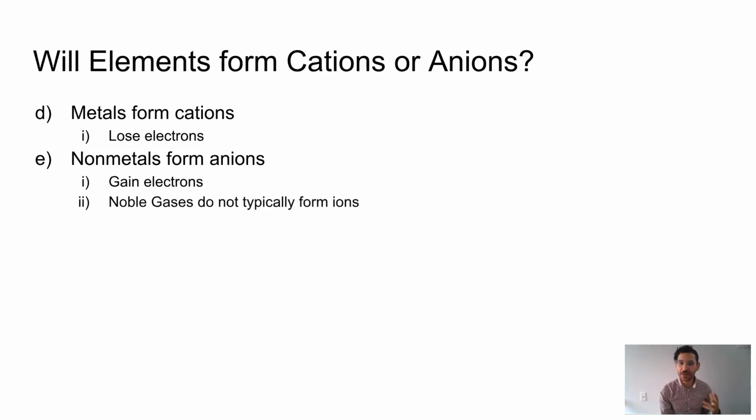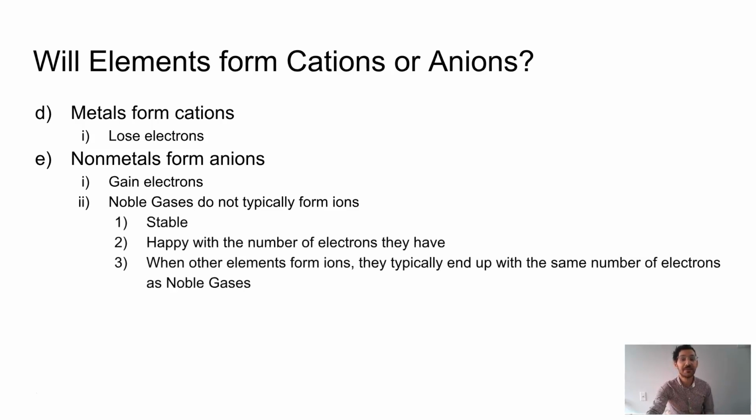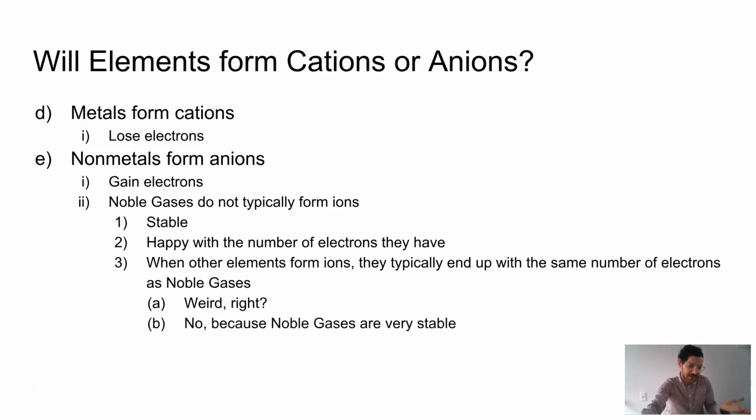And so the noble gases typically do not form ions. Noble gases, as we've said, are non-reactive. They're very, very chill. And so they don't like to gain or lose electrons. Very stable, happy with the number of electrons they have. And as it turns out, when other elements form ions, not anions specifically, when other elements form ions, they're typically going to end up having the same number of electrons as a noble gas element. And that's because the noble gases have a very happy number of electrons. And we'll understand that more as we study electron configurations. It's kind of weird, but actually it's not, because the noble gases are very stable, so it's from their electrons. Anywho, atoms would like to be stable.